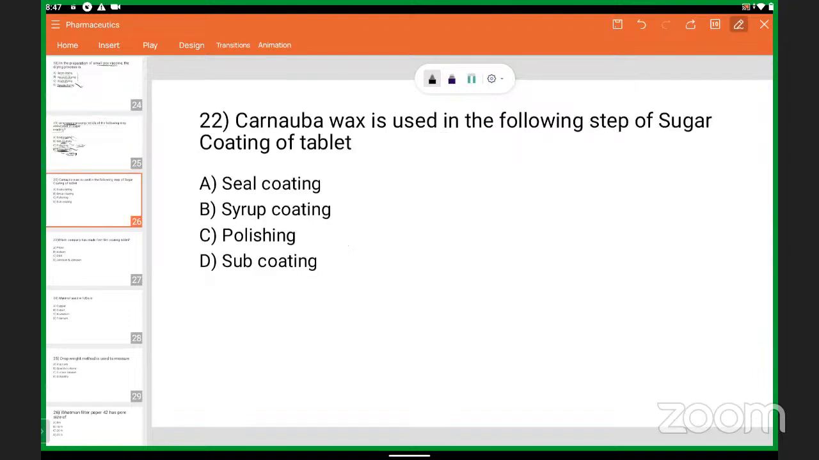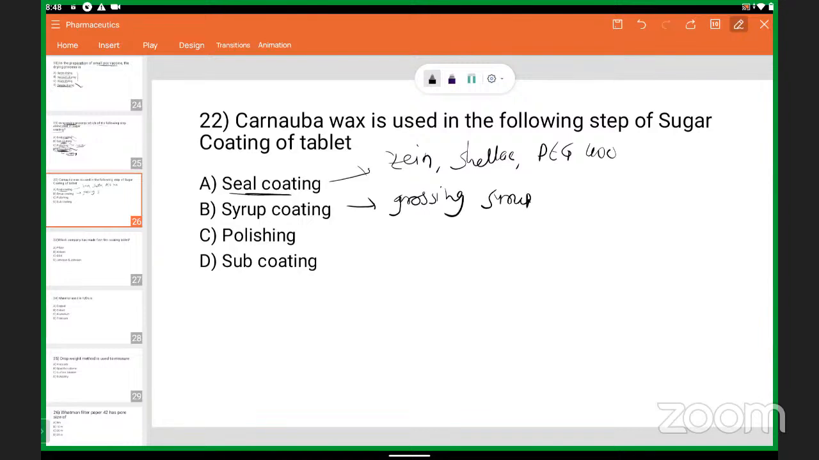Carnauba wax is used in which of the following steps of sugar coating? Okay. As we discussed initially, seal coating is to prevent moisture penetration. But if you see the agents used for seal coating, zein is majorly used. Okay. Then shellac. Then PG 400 is also used. Okay. For sub coating, or sorry, syrup coating, the agents that we are using are glossing syrups, normal syrup that we coat with.